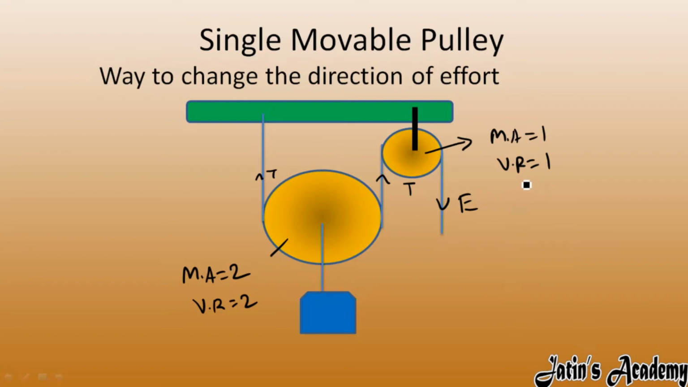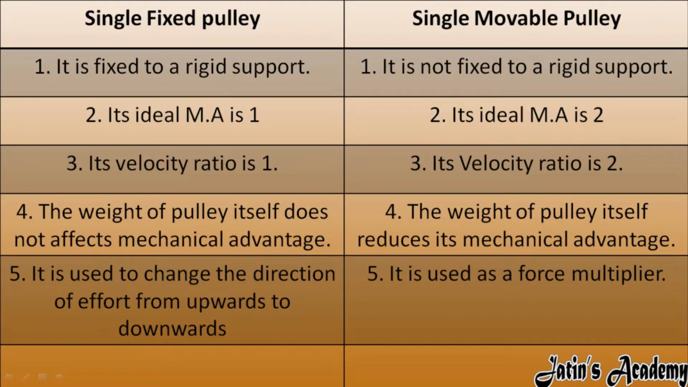Clear? Next we have to see the difference between the single fixed pulley and single movable pulley. So first point we have, in a single fixed pulley, it is fixed to a rigid support. Here the pulley is fixed to a rigid support, it is not moving. But a movable pulley is not fixed to a rigid support, so it is moving.